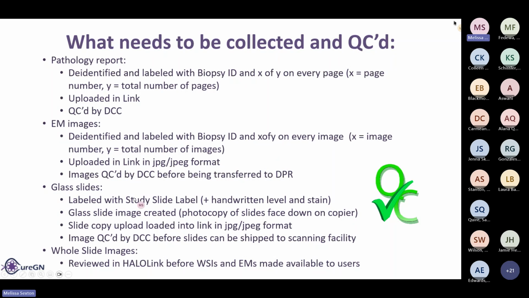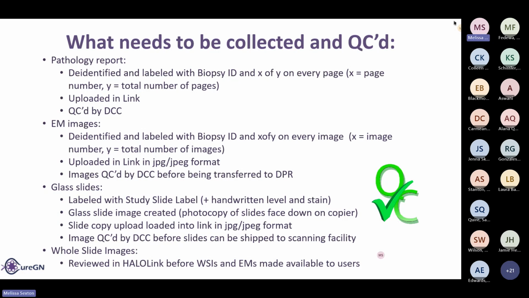The glass slides are labeled with a study label, and then you want to handwrite on there the level and the stain. The glass slide image is created, as Colleen had spoken of, where you're just going to take the slides, put them upside down on the copier so you can make a copy, scan side of it. And we do ask that you do that in color. And then the slide copy is uploaded in JPEG form into Link. And the image is, again, QC'd by the DCC before the slides can be shipped, okay? But we will let you know as soon as they pass QC so that you can get them shipped.